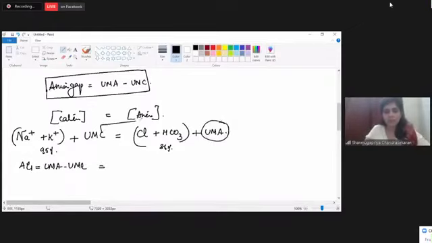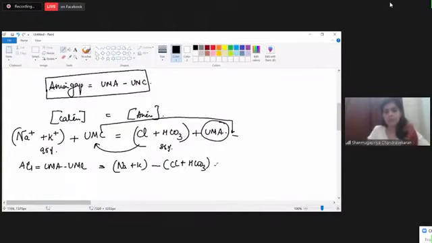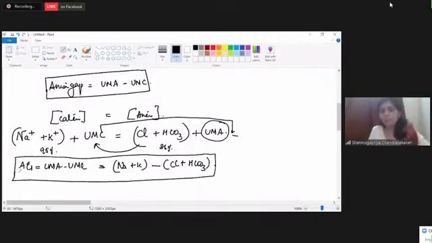So unmeasured anion minus unmeasured cation is equal to sodium plus potassium minus chloride and bicarbonate. Are you clear? So what is the formula? First, I told you the definition, which is the difference between unmeasured anion and unmeasured cation. Now, what is the formula for anion gap? It is equal to sodium plus potassium minus, within brackets, chloride and bicarbonate.